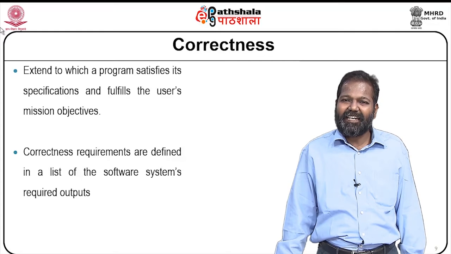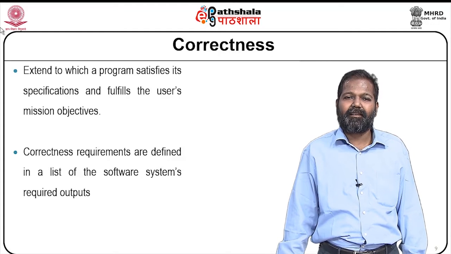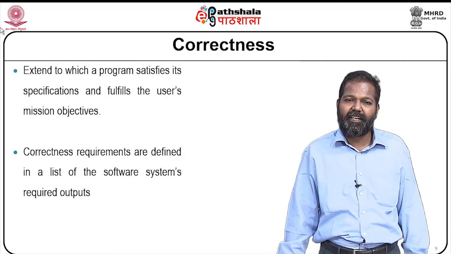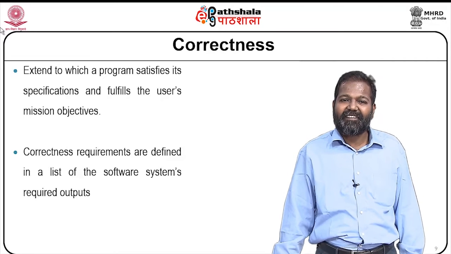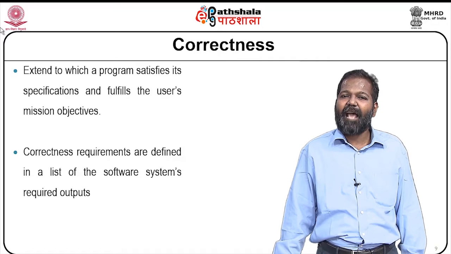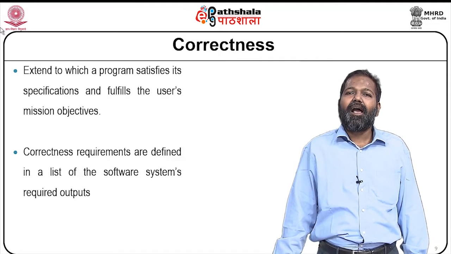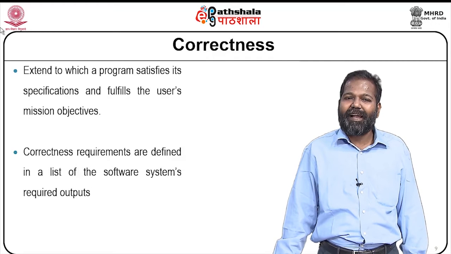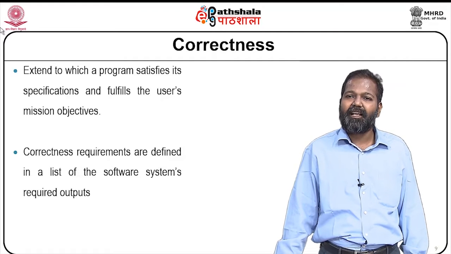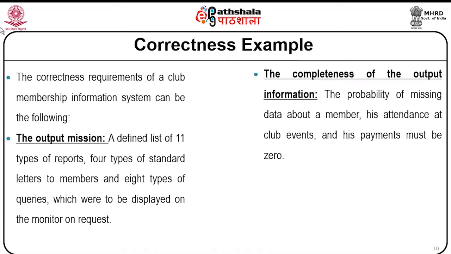The software specification document contains the functional requirements that have to be satisfied by the software. So, correctness is one important factor that has to be considered. That's the reason we have specified the extent to which a program satisfies its specification and fulfills the user's mission objectives. Correctness requirements are defined in a list of the software system's required outputs, what we expect the system to do.